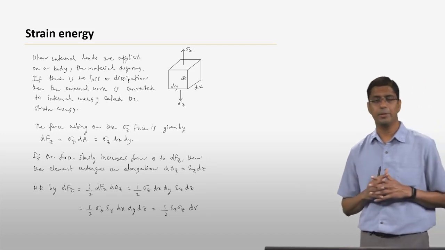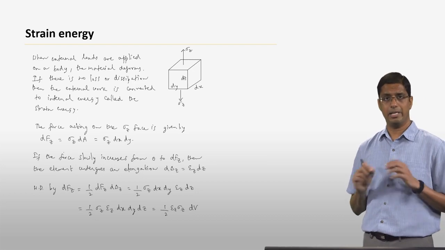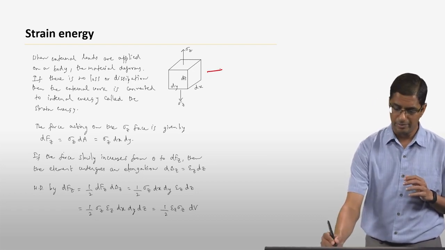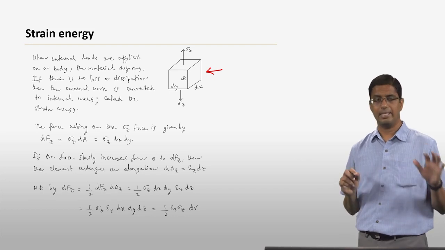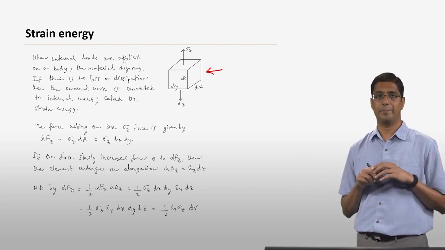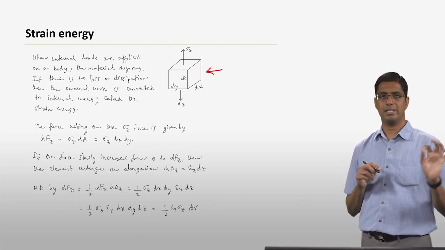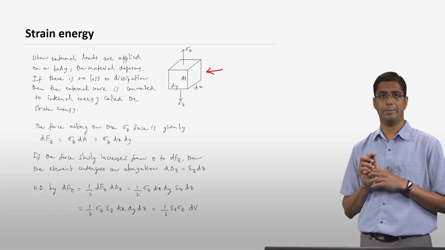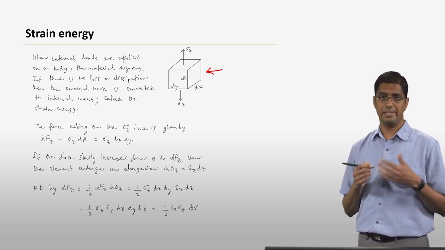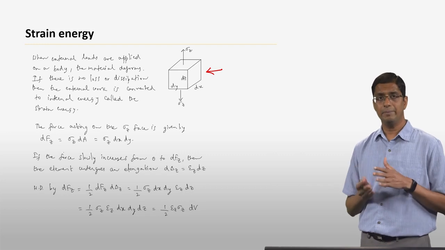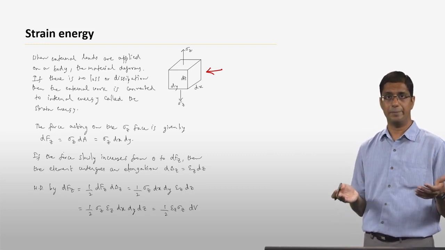So here again we are going to look at something very, very simple. We are going to look at an infinitesimally small element that I have drawn here. Okay, and this small element has dimensions dx, dy, and dz. And I am applying only a single normal stress, sigma z, on this element. Okay? Now, when I apply a stress sigma z on this element, the element is going to extend in the z direction.